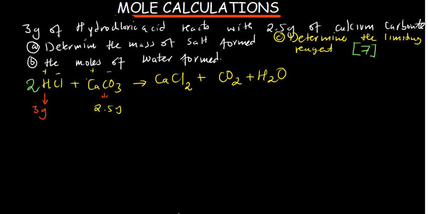So now let's work out this part here. Determine the mass of salt formed. The salt which we have is calcium chloride. Again, we need to determine its molar mass. We have got two chlorines and each is 35.5, then we've got calcium which has got a mass of 40. So 35.5 multiplied by 2 is going to give us 70. And 70 plus 40, that is 110.